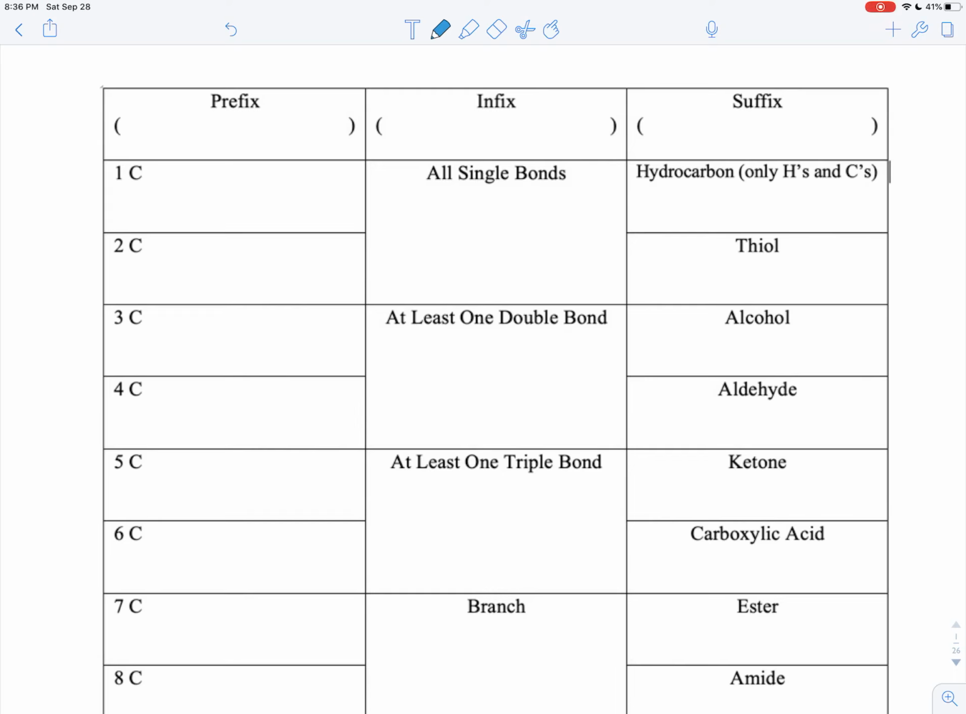Names in organic chemistry have three parts. They have a prefix, an infix, and a suffix, and each of those parts gives you some information about the structure of the molecule. The prefix tells you about the number of carbons.